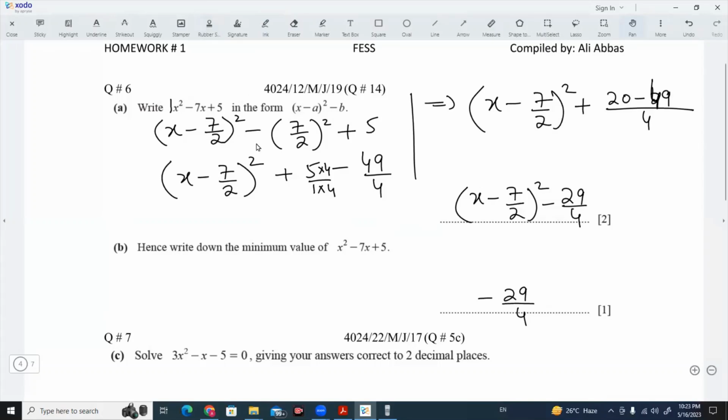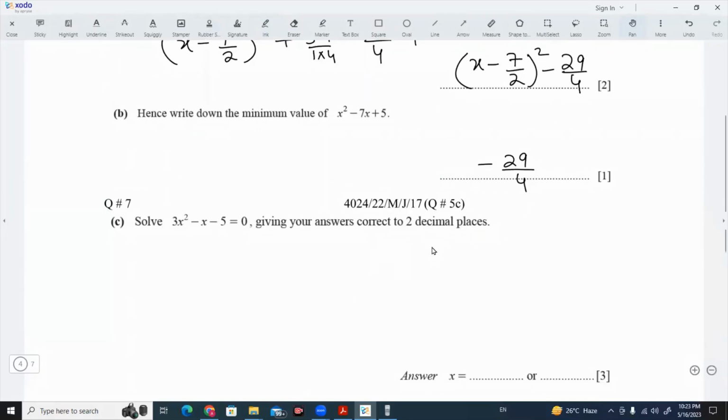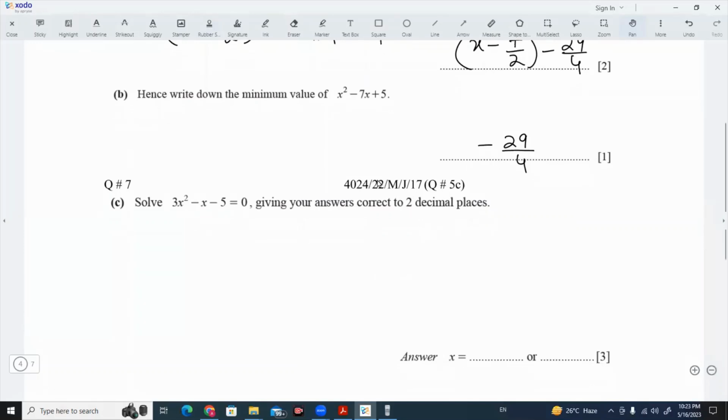So moving ahead to the next question. In the next question, we have to write down our answer to 2 decimal places. It's a paper 2 question. So for a paper 2 question, we have to apply the quadratic formula. I've already told you, if you have to write your answer correct to 2 decimal places, apply the quadratic formula. For that, you first have to remember the standard form of the quadratic equation. Through the standard form, first of all, figure out A, B, and C.